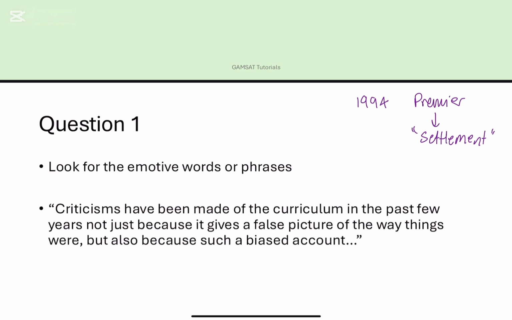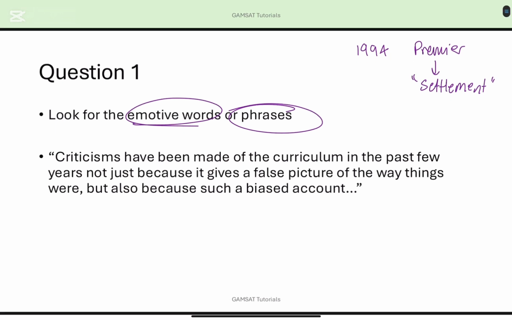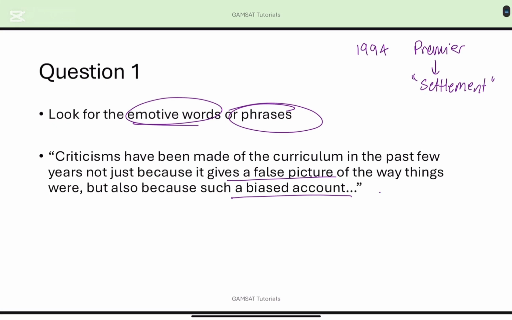Okay, so comment 1. According to comment 1, using the term settlement to describe the arrival of the British is... So always look for the emotive words or phrases. Comment 1 talks about how criticism has been made of the curriculum in the past few years, not just because it gives a false picture of the way things were, but also because of such a biased account. Now, these are very emotive words. And it goes on to say a biased account can actually be harmful. And then it specifically talks about the Aboriginal and Torres Strait Islander students who have to sit through the lessons.